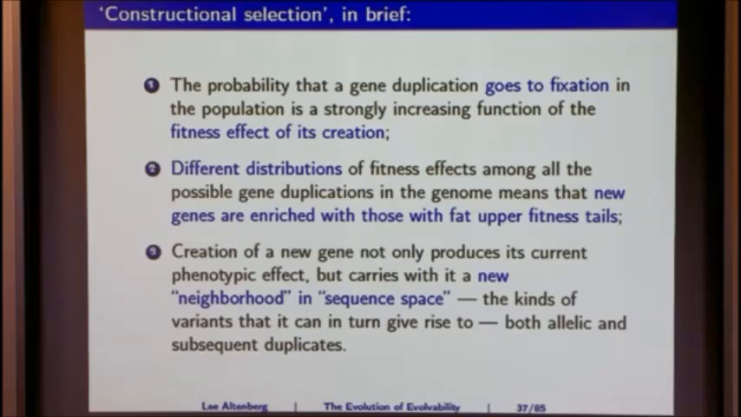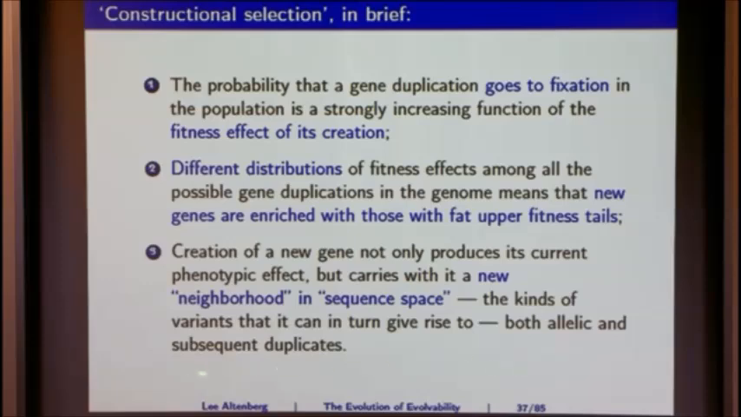And different distributions of fitness effects among all the possible gene duplications in the genome means that new genes are enriched with those that have fat upper fitness tails. Creation of a new gene not only produces its current phenotypic effect, but carries with it a new neighborhood in sequence space, the kinds of variants that it can in turn give rise to, both allelic and subsequent duplicates.